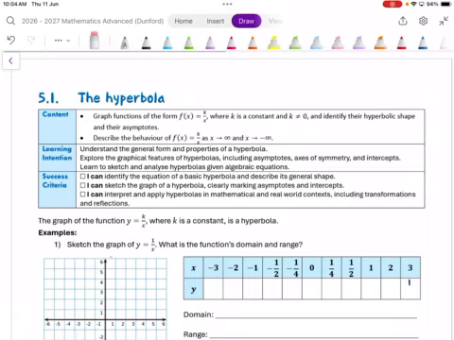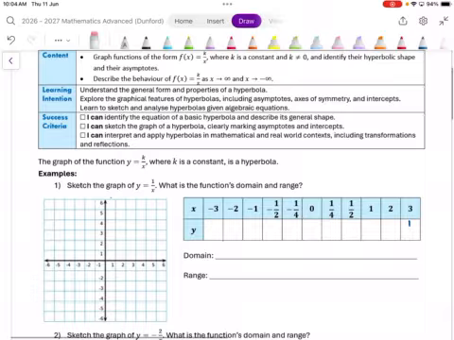Okay, so we're starting our new topic of further functions and graphs today, and we're starting off by looking at our hyperbola. Now, we looked at our hyperbola last year, and we're just focusing on the graph of the function y equals k on x, where k is a constant, which is our general formula for our hyperbola. So what we're going to do to start off with is sketch the graph of y equals 1 on x, and find the function's domain and range.